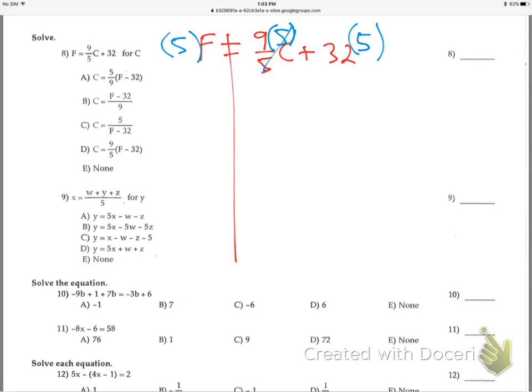Good so far? Good. Okay, keep going. 5F is 9C, and this would be 160. Good to there? So we got rid of the fractions. That's always step one. When you've got denominators, get them out of there, right? So now we're solving for C. So here's the ball, so to speak. C said, I want to be alone. So what do we do next to get C alone?